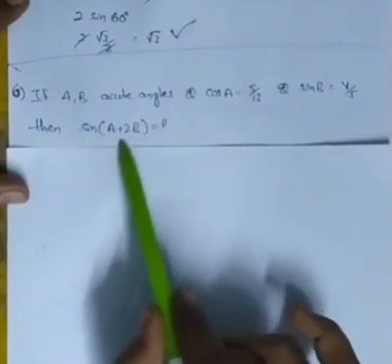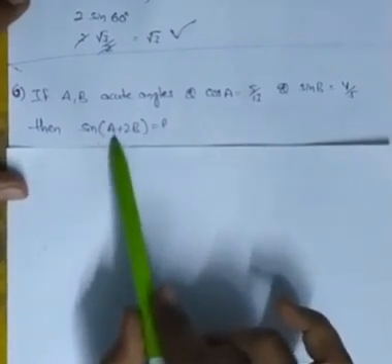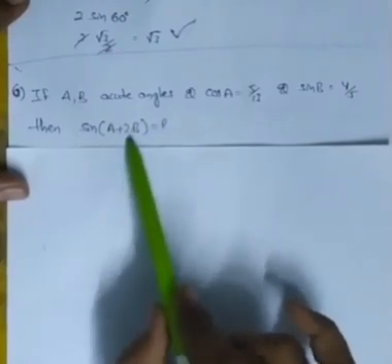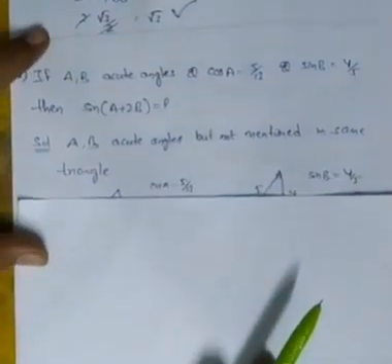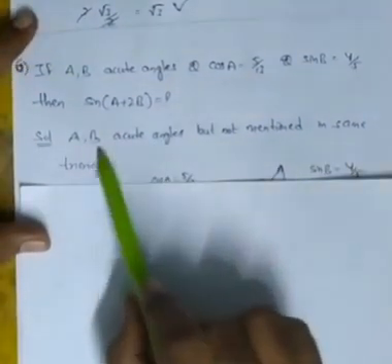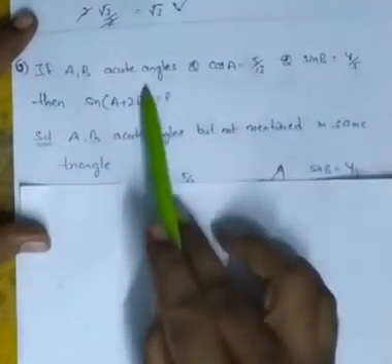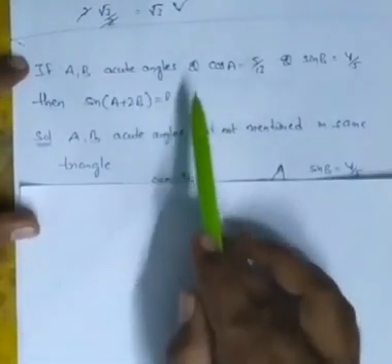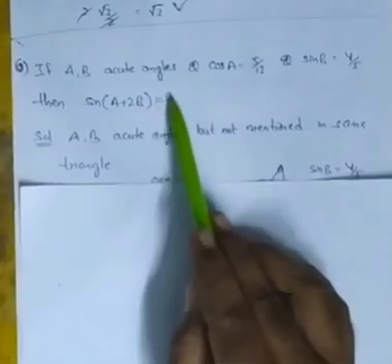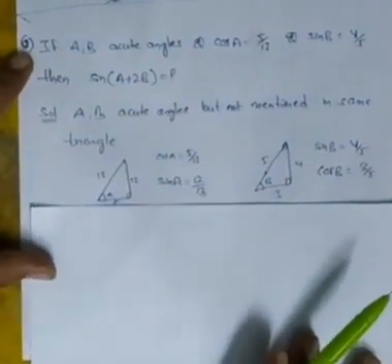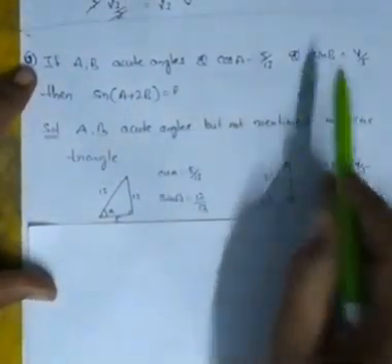By looking at it, we can say that it is related to sin of A plus B. So by expanding this in terms of sin of A plus B, which we already know. He mentioned that they are acute angles, but they are not in the same triangle. He is not saying they are in the same triangle, so we won't take them in the same triangle. We consider they are in different triangles. So constructing two triangles on the basis of cos A and sin B.